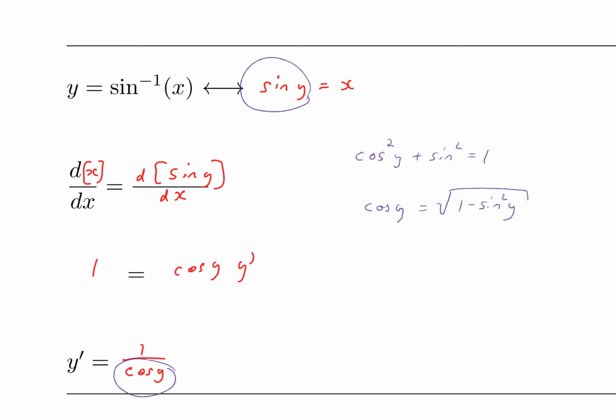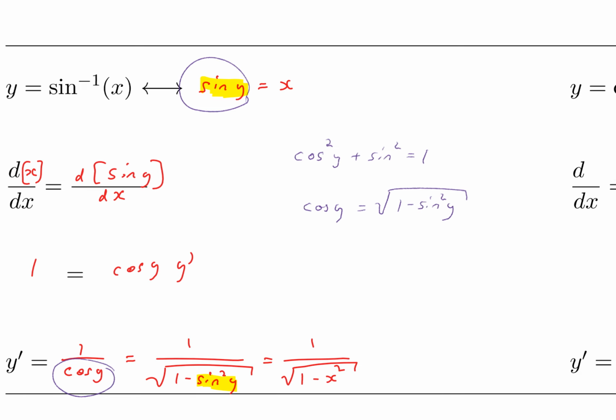And so we're going to go ahead and write this in. 1 over the square root of 1 minus sine squared y. And what do we have here? We've got sine of y, and sine of y is here, so anywhere we have sine of y, we can put in x. So we have 1 over the square root of 1 minus x squared.